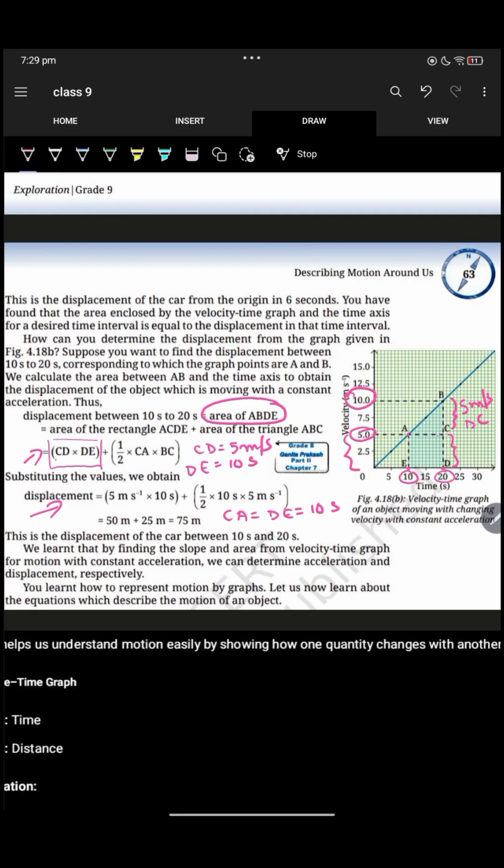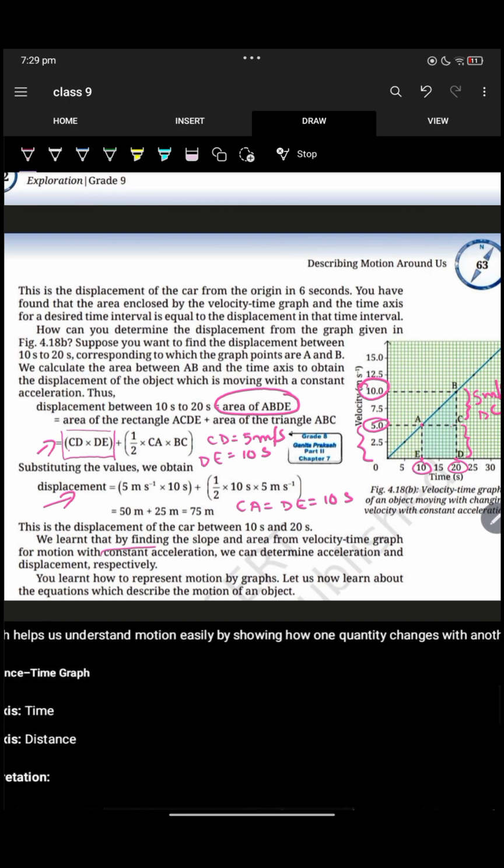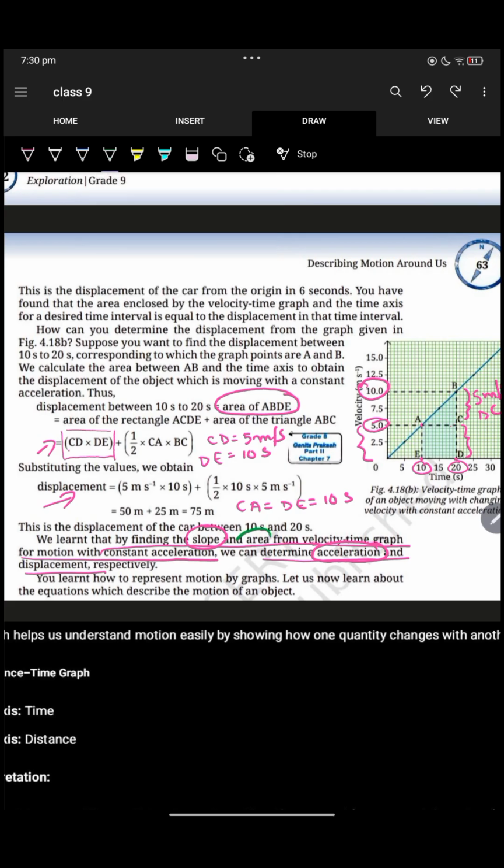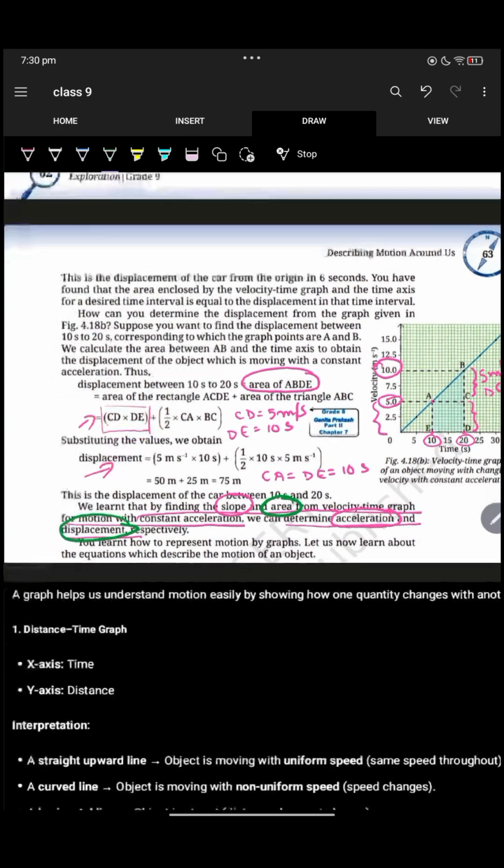So what did we see? By finding the slope and area from velocity time graph for motion with constant acceleration, we can determine acceleration and displacement respectively. That is, if we find the slope in the velocity time graph which has a constant acceleration, we can determine the value of acceleration. And if we find the area under the plot, the area under the plot will give the value of displacement. So that is how we can interpret it.